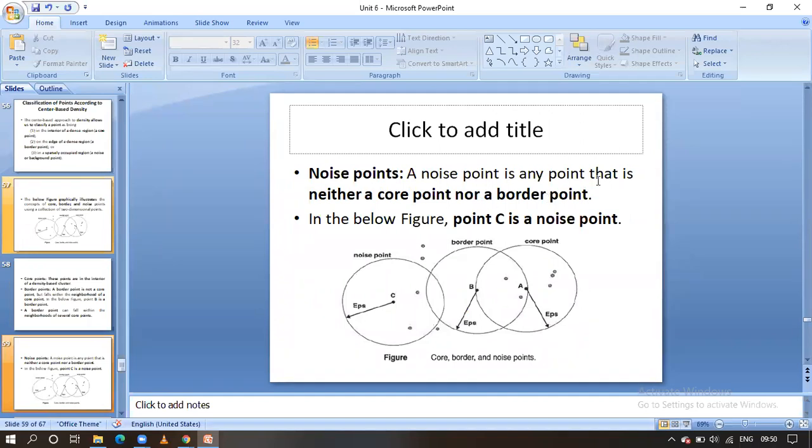A noise point is a point that is neither a core point nor a border point. Here is the noise point. Here is the core point, guys. This is the border point. A point that is neither a core point nor a border point, like this point, this point, this point, is not at all a core point or a border point. These points we call noisy points, guys. This diagram presents all the points: core points, border points, and noisy points.